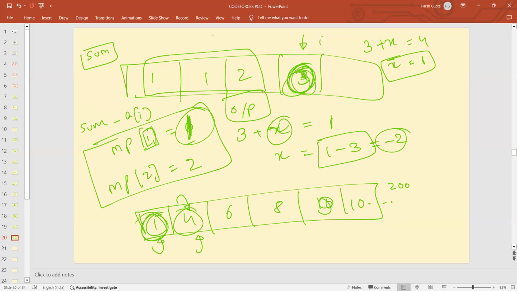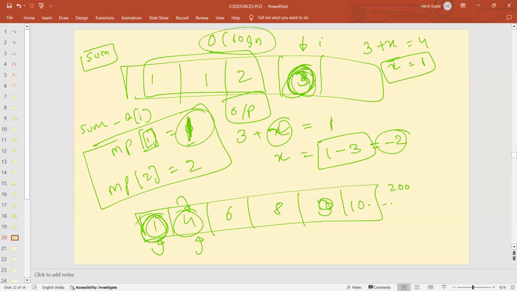Map helps us do that in big O of log n time. So that is really helpful, isn't it? Because if we don't have a map, then we need to traverse a j loop from i minus 1 to 0, and that will again produce TLE. That is a big O of n square approach, isn't it?